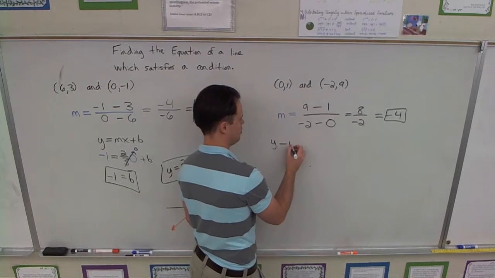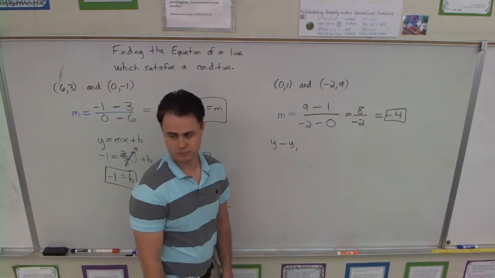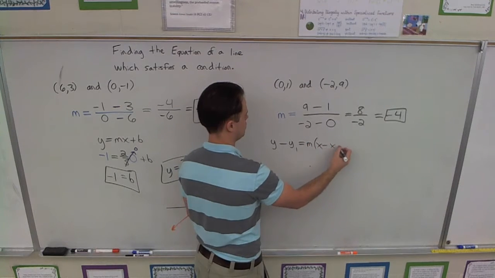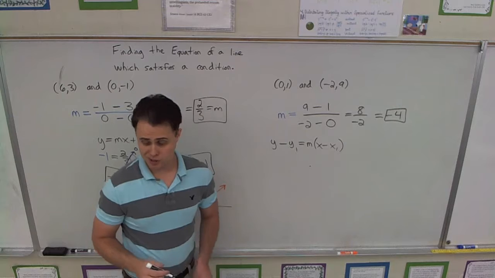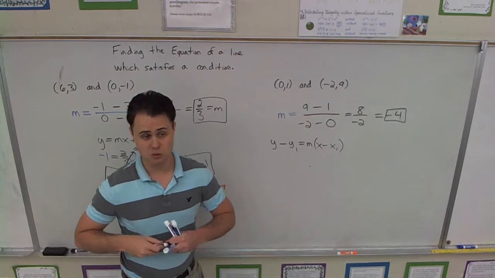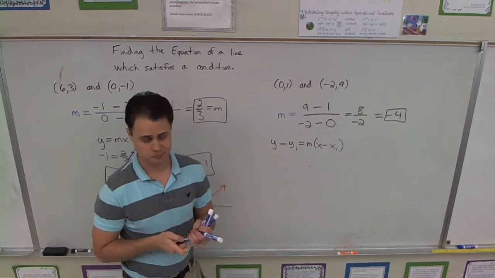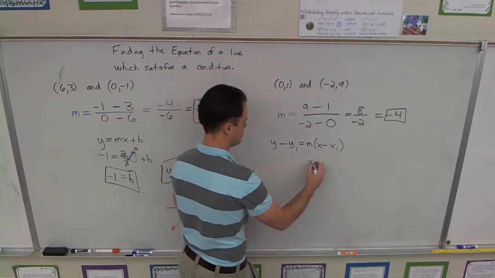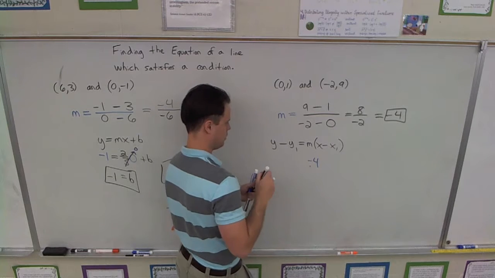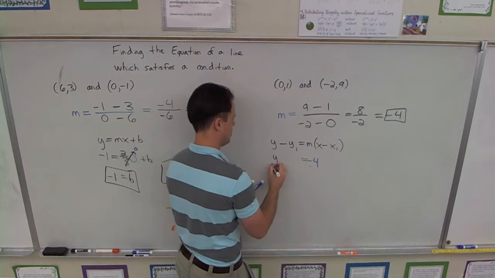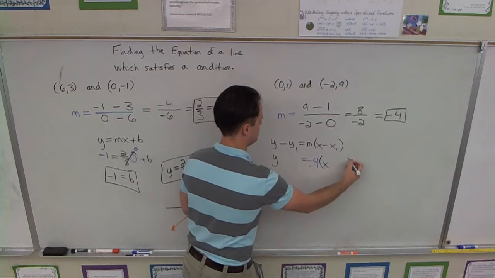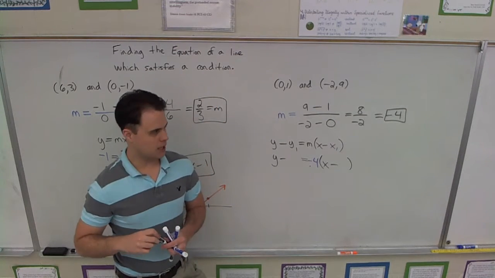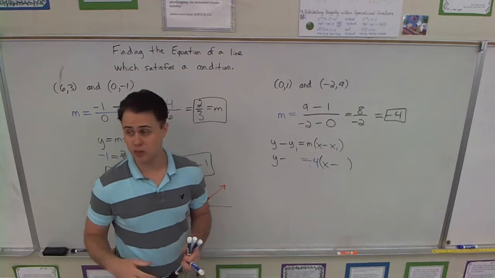Y minus y1 equals m times x minus x1. A lot of people think it's a little bit easier to solve for b when you do it this way. Let me show you why. So we've still got m in it, right? So I'm going to stick m and put it in. It's -4. Y is y. X is the variable x. Minuses are part of the formula. And x1, y1 is just designed to be a point that the line goes through.